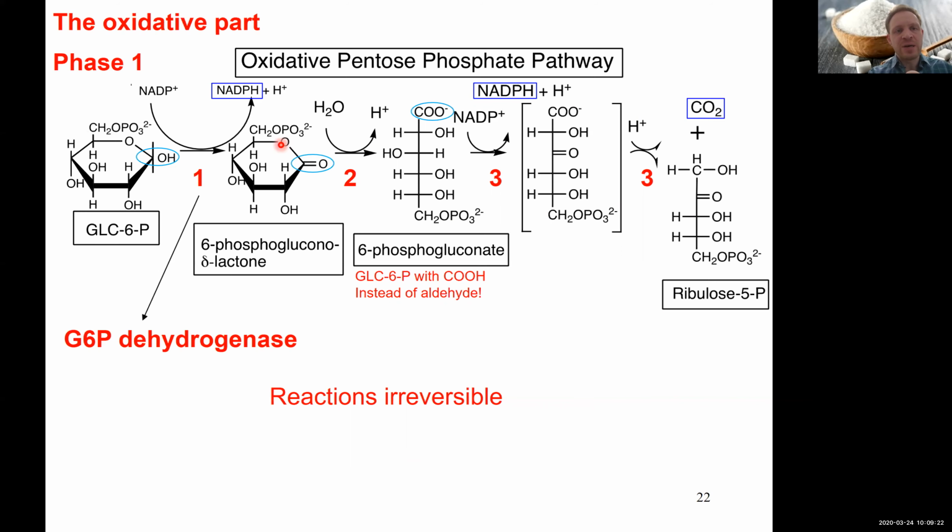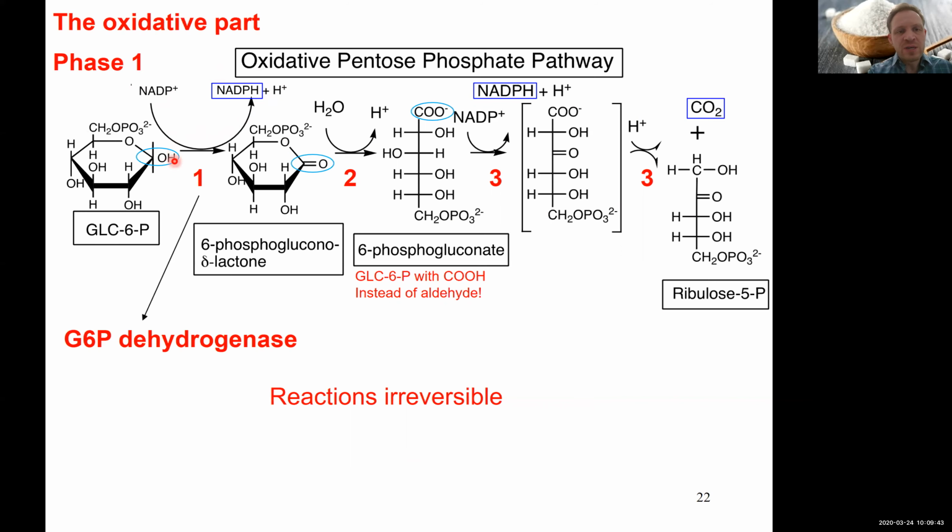What are we using now as a cofactor? We have an oxidation, so we need a reduction. We're using NADP plus as a cofactor, which is being reduced in this process. You generate your first molecule of NADPH. So this is the first critical reaction of the oxidative phase of the PPP.